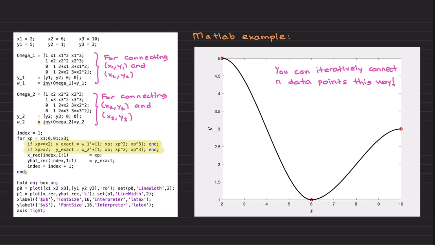Then I am basically running the code like, for this region, right, this is x1, this is x2, if xp is less than x2, use the first w1 function. If xp is greater than x2, use the second w2 function. So it is like I am connecting these two composite functions with each other. And basically, if you run this code, this is the first fit, then it is the second fit. This way, you can iteratively connect n data points, which is a great tool with some smoothness properties that you have.